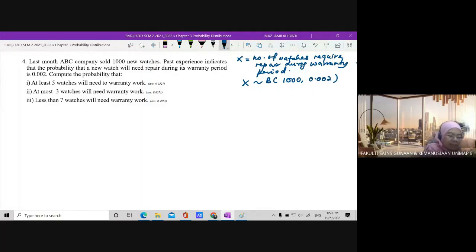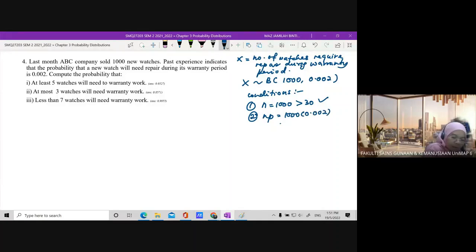Okay, check for the condition. First, n equal to 1,000 greater than 30. Second, np, 1,000 multiplied by 0.002, will be what? 2, right? Less than 5. Check. Okay, so in this case, X approximates to Poisson with mean 2.